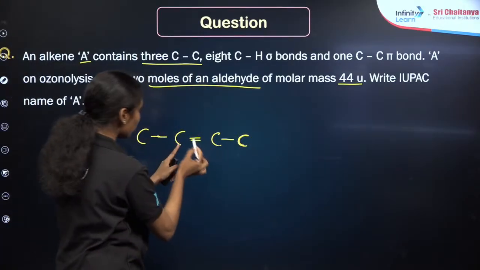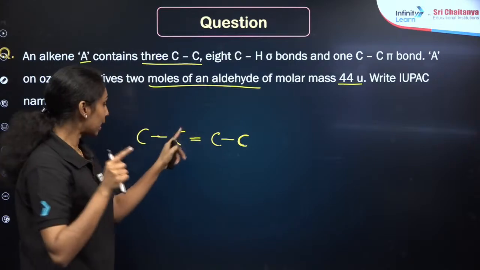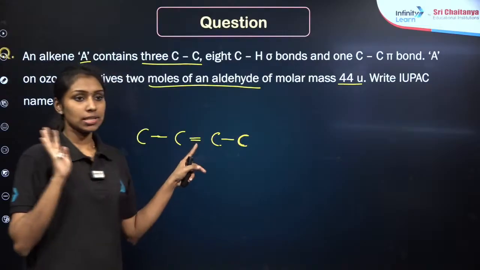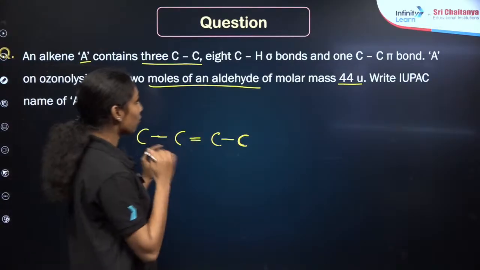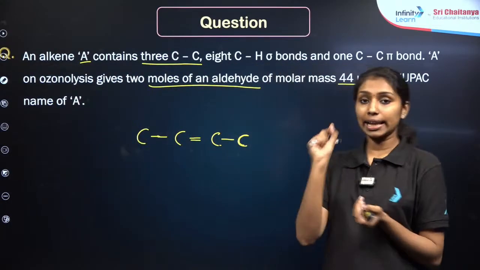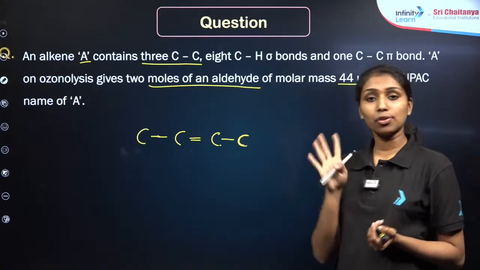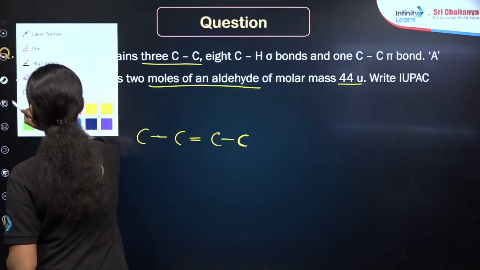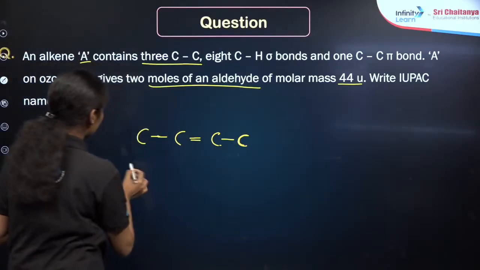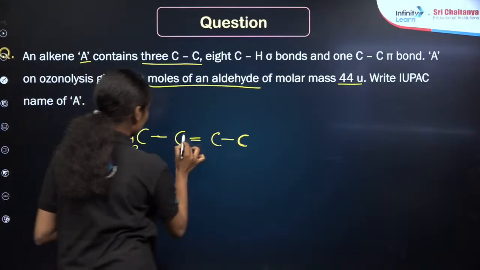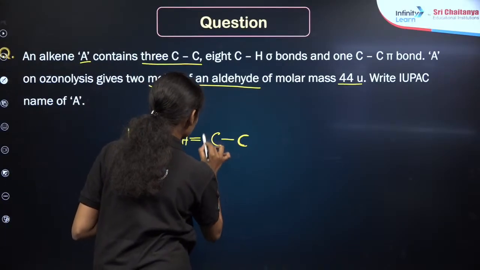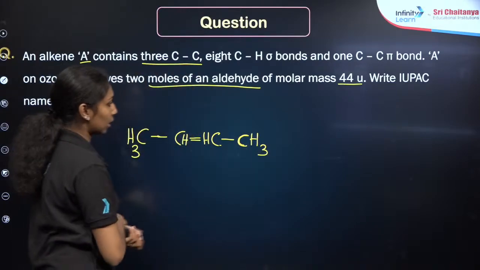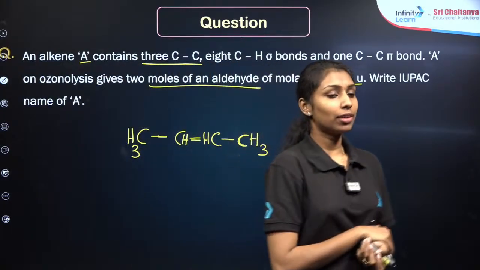if you consider this also, one of the bonds will be sigma and another bond will be pi. So I can observe that there will be 1 C-C sigma bond and 1 C-C pi bond. So the bonds are balanced here. So we have an idea that this particular alkene contains 4 carbon atoms. Now we have to balance the hydrogen atoms. It will be CH3, CH, again CH, CH3. So this will be our alkene molecule.